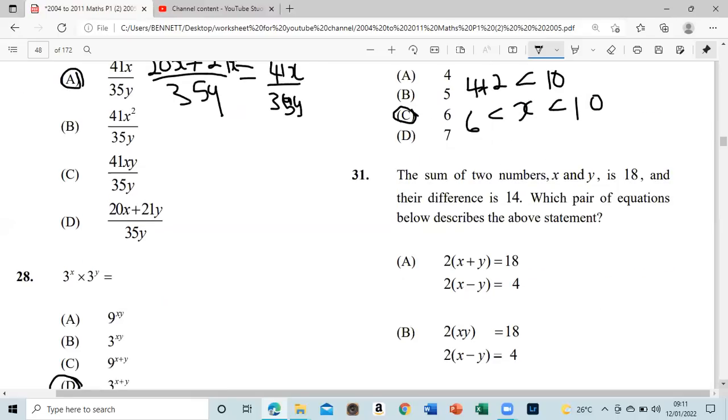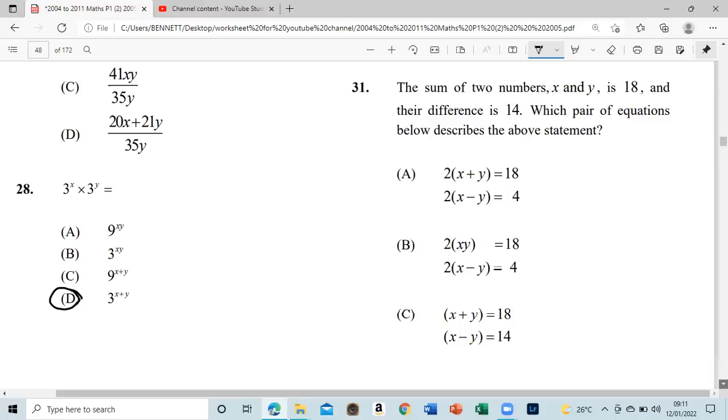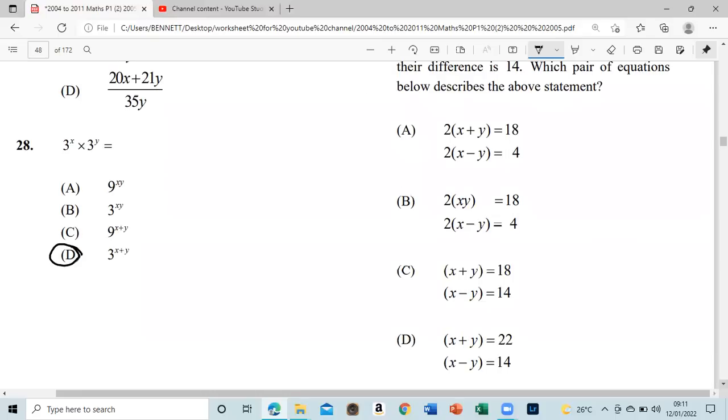Can I share your opinion on that one, guys? The sum of two numbers, x and y, is 18 and their difference is 14. Which pair of equations below describe the statement above? So the sum is 18 and the difference is 14. So, all right, not that one. Oh, definitely this. All right, let's move on. Let's go.